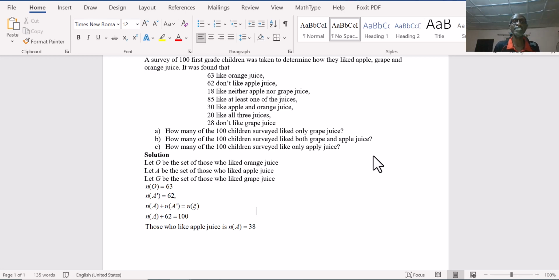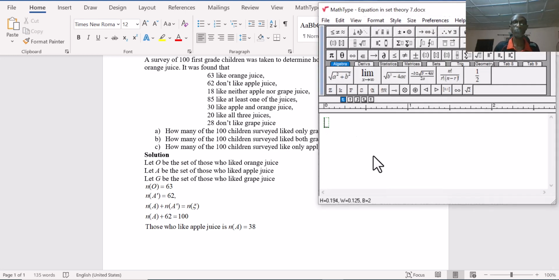Then the next one says 18 like neither apple nor grape juice. So that's the information we want to tackle now. So the information we are given, they like neither, A or G complement. So this is what this statement means. They like neither apple nor grape juice. That means they don't like those two juices at all. So we have that to be 18.